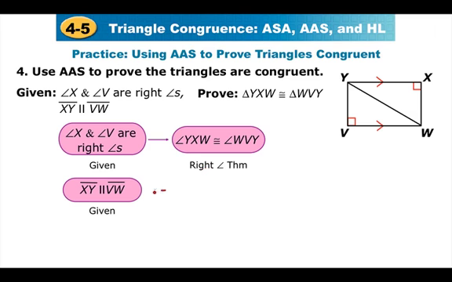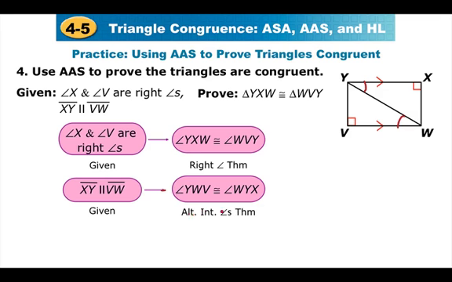Then, from here, I'm able to generate that this angle YWV is congruent to WYX. And we know that this is by the alternate interior angles theorem. Next, at this point, this was not given, but I should be able to come up with this. I know that YW is congruent to YW, and this is by the reflexive property of congruence.